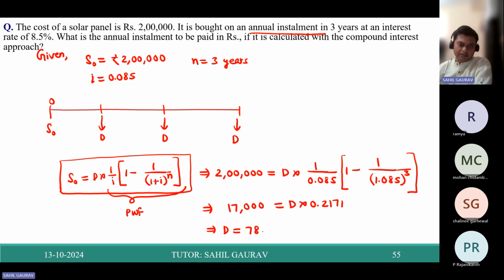So D is 78,308. So in 3 years, you have to give 78,308 each year. Since interest is given, if we sum up all these things, it will be more than 2 lakh rupees. This is the answer.